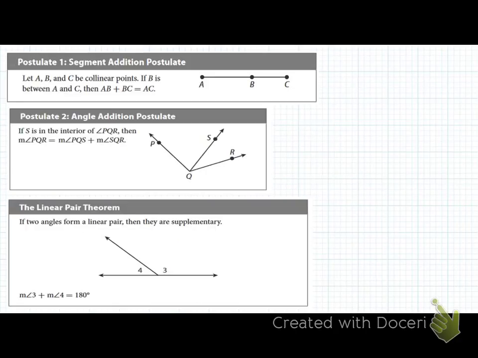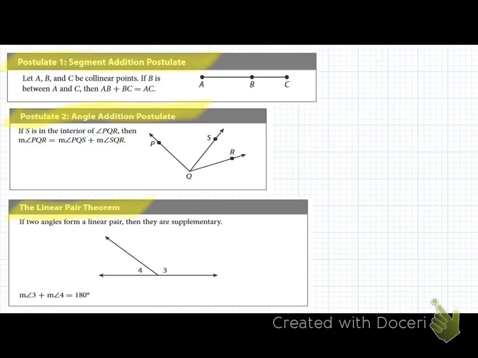Okay, there are three postulates. I need you to write these down. Not all of it. I need you to write the title. Postulate 1, segment addition postulate. Postulate 2, angle addition postulate, and then the linear pair theorem. That's all we have to write here. These are in your textbook, but I need you to write just the titles down because you need to memorize the names of them and what they mean.